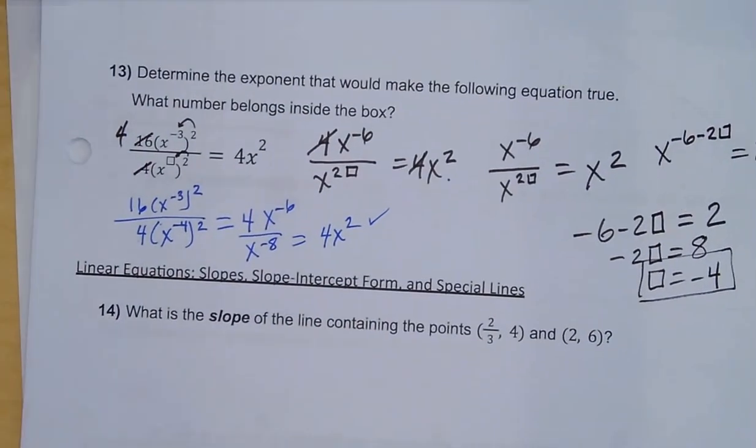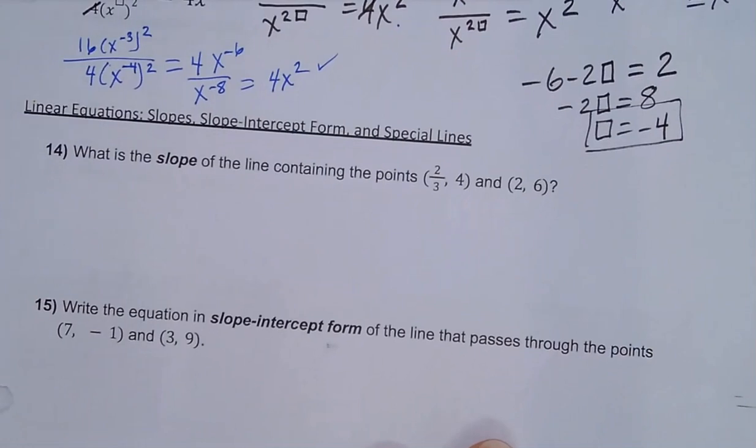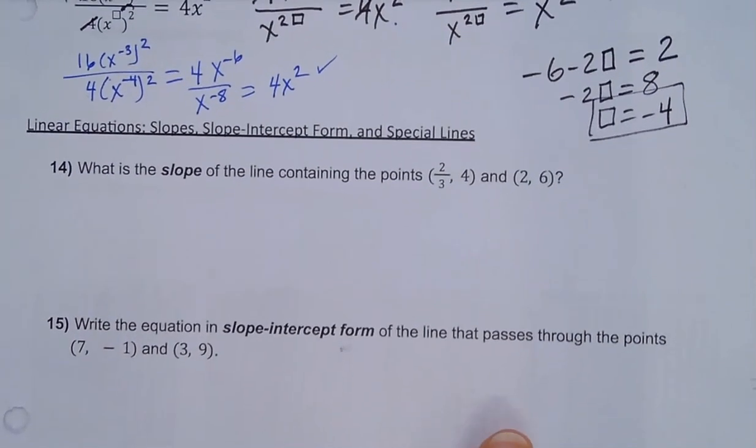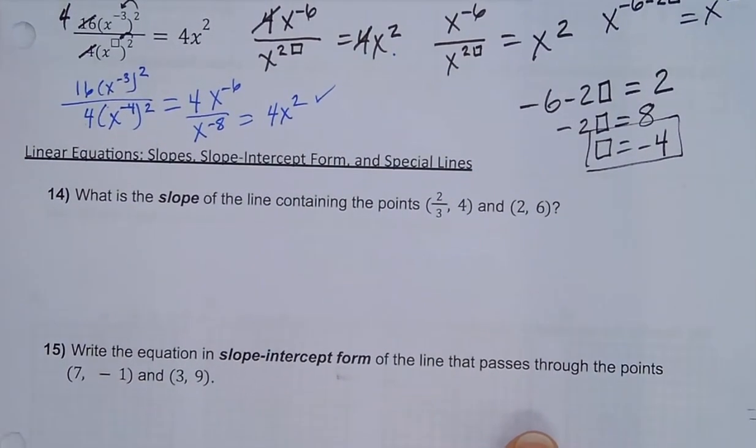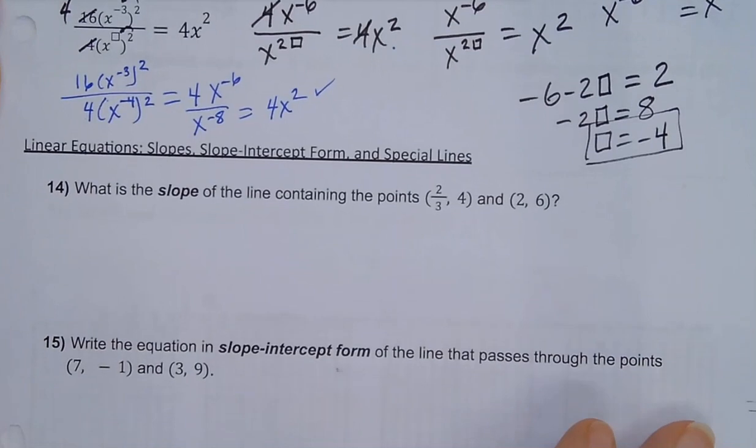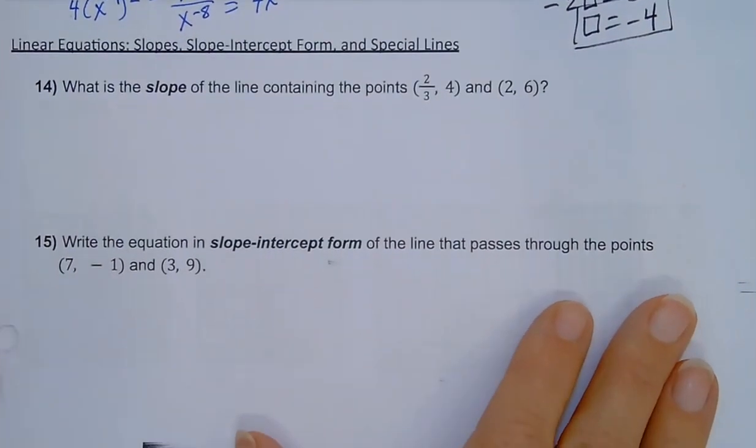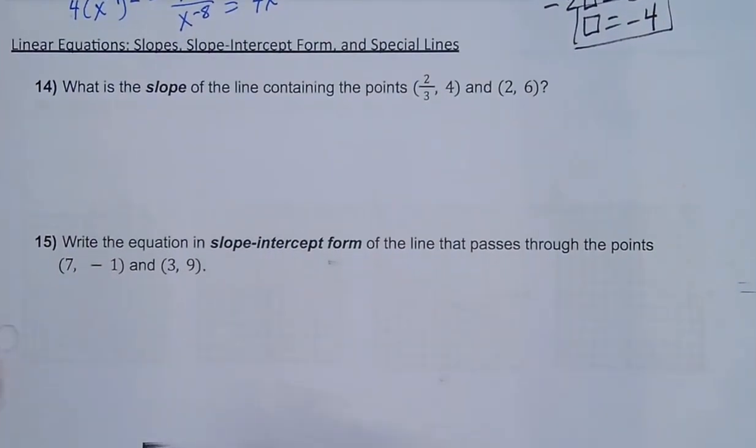Okay, so moving on, we're going to look at number 14. We're going to do some Unit 4 work: linear equations, slope-intercept form, special lines. Those come from Unit 4, so if you're needing to look back into your notes to see what you're working on. Okay, what is the slope of the line containing these 2 points?